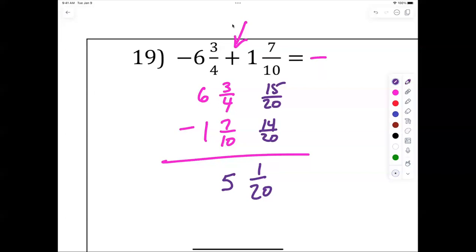Is my final answer positive or negative? Hold up. Don't just go with the flow because everybody said negative. You tell me, is it positive or negative? Yes, sir. Negative 5 and 1/20.